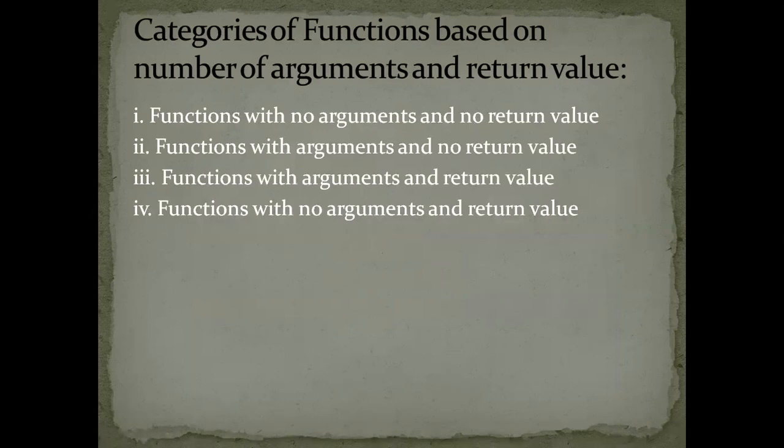The first category is functions with no arguments and no return value. The second category is functions with arguments and no return value. And the third category is functions with arguments and return value. And the fourth category is functions with no arguments and return value. So these are the four categories based on the number of arguments, or we can say parameters, which we are going to pass to the function and which return the value. So we'll see one by one.